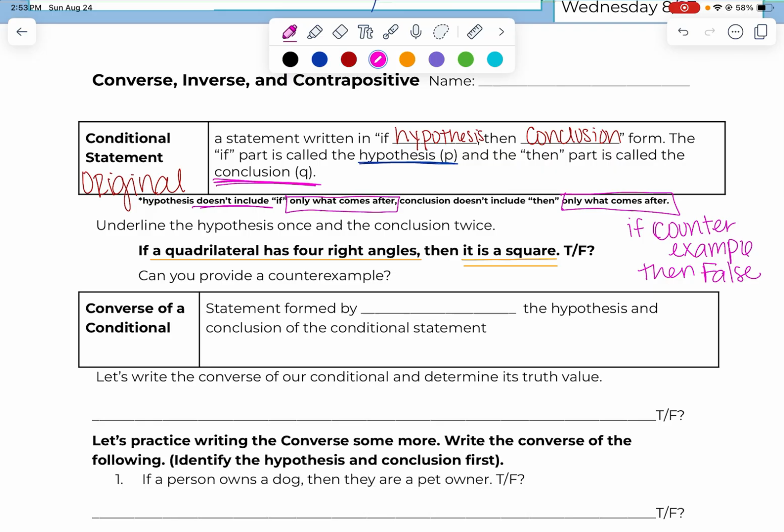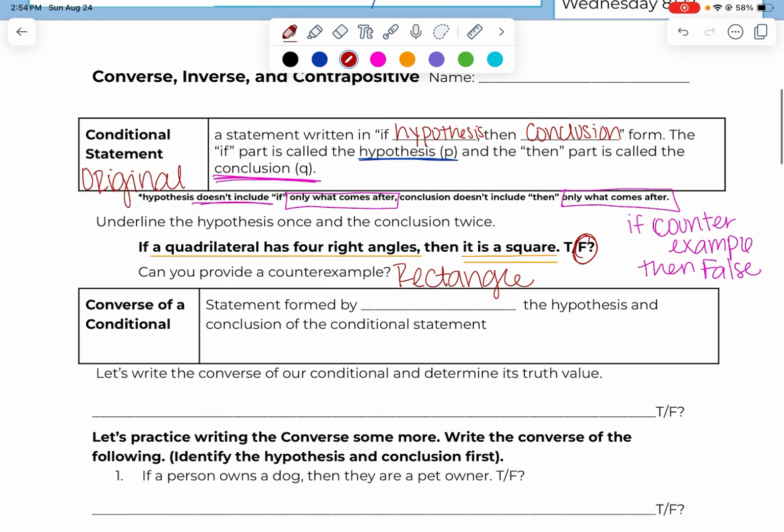So here, if a quadrilateral has 4 right angles, then it is a square. This is false because we can provide a counterexample. Our counterexample is a rectangle. A rectangle also has 4 right angles. Okay, so that's the original statement. Everything we're about to do happens to this original.